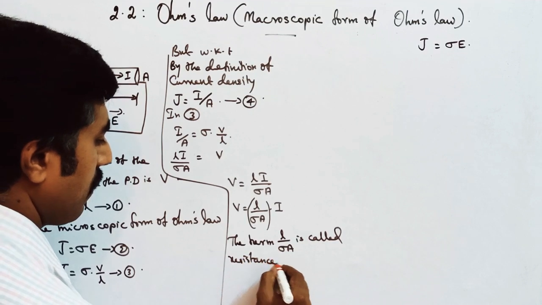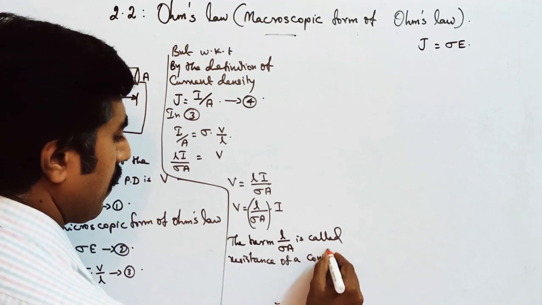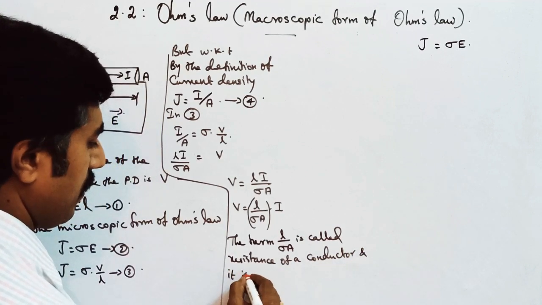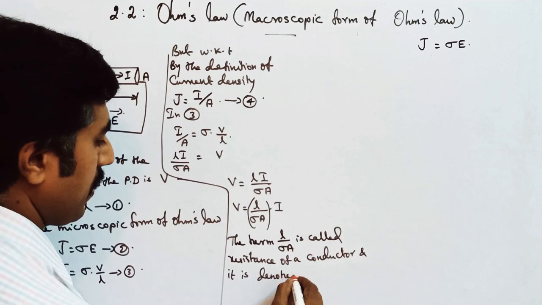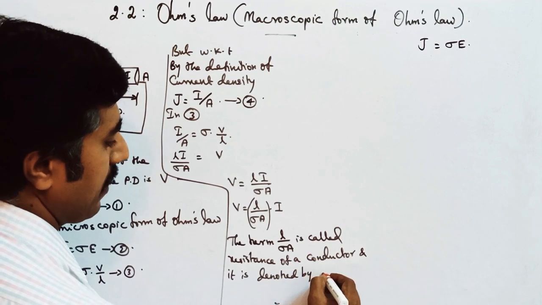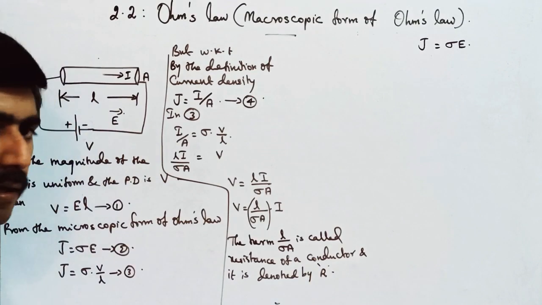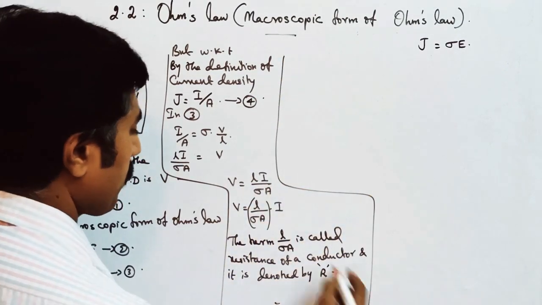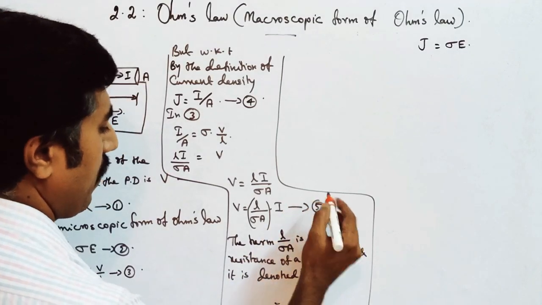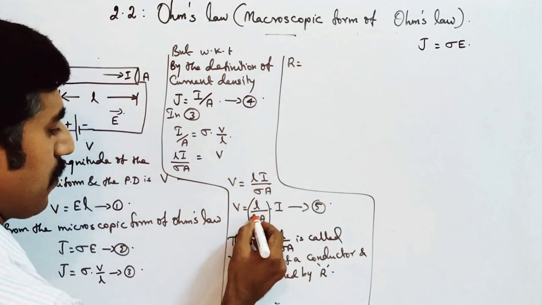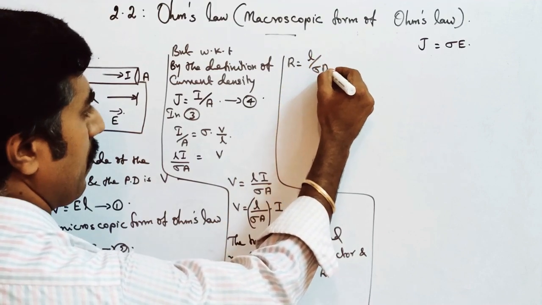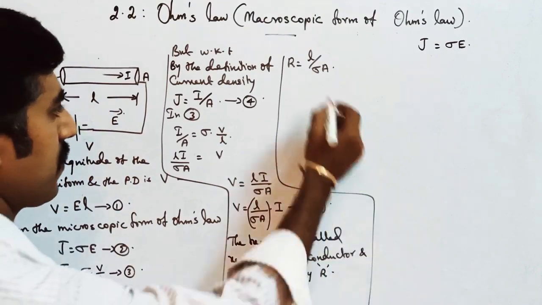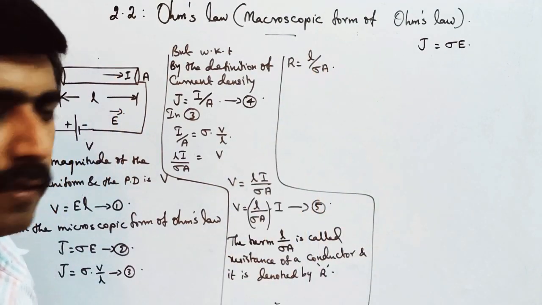So the term L by sigma A is called the resistance of a conductor, and it is denoted by the letter R. This is equation number 5. So R is equal to L by sigma A, correct? Sigma is a constant, the conductivity. So how can we write this? Understand this part.